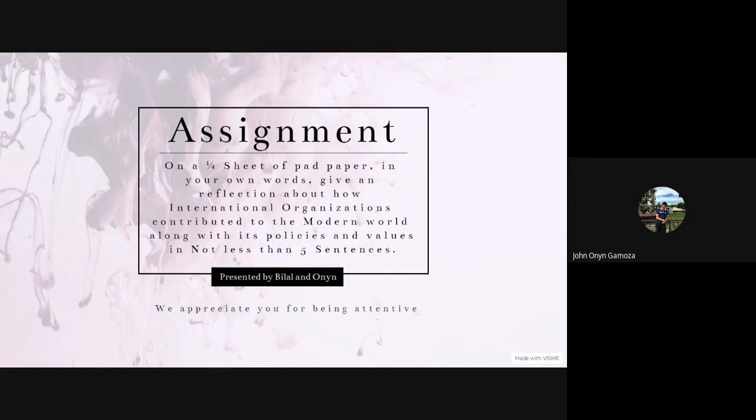objectives. So I guess that's it for our presentation today. The topic is all about different international organizations. We formed the lesson plan in the four A's type. So I guess that's it. Thank you very much.